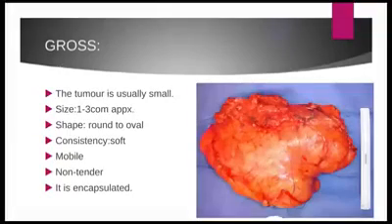Now moving forward toward the gross structure. The lipoma is usually small in size, 1 to 3 centimeters approximately, but they can grow into giant lipomas as well. Round to oval in shape, encapsulated structure, soft, mobile, and non-tender.